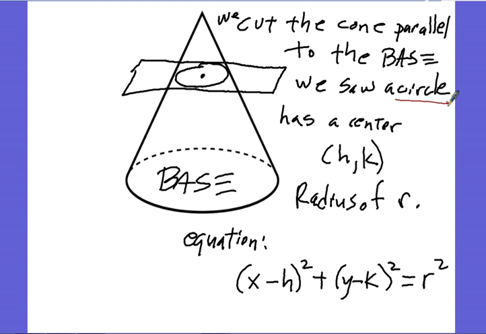Now, circles have a center at h comma k, so it's a point. They have a center at h comma k, and of course we all know that circles have a radius of r. This is the general equation for a circle, okay? (x minus h) squared plus (y minus k) squared equals r squared.